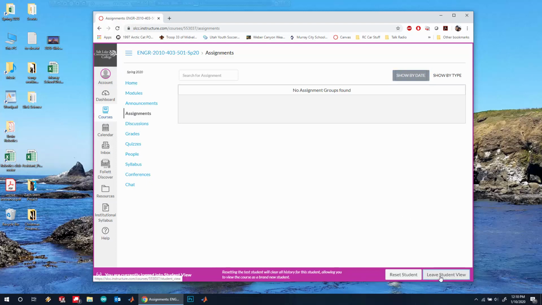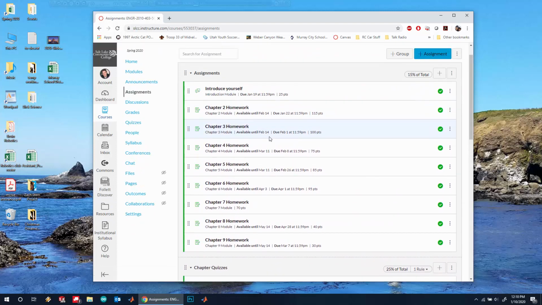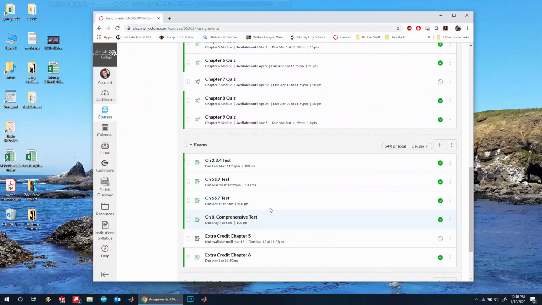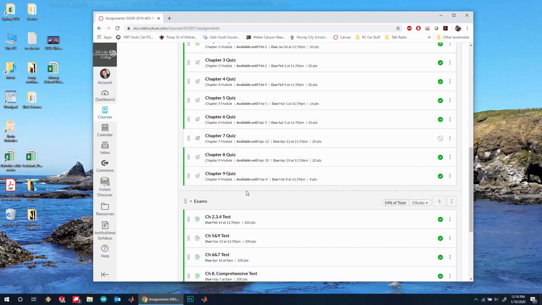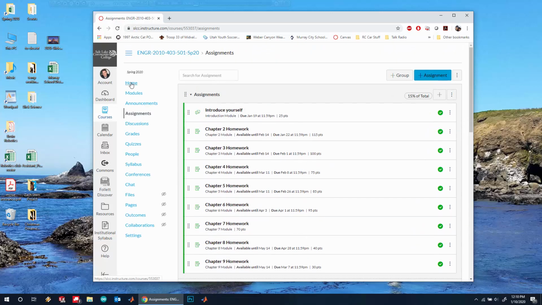I'm going to leave student view, and then I'm going to come in here, and this is how I'm used to seeing things. So here are the assignments, here's the homework, here's the quizzes, and then the tests. I'll put in the information from the test, and then here's that lowest test score, which is worth less of your grade. Anyways, so there we go.